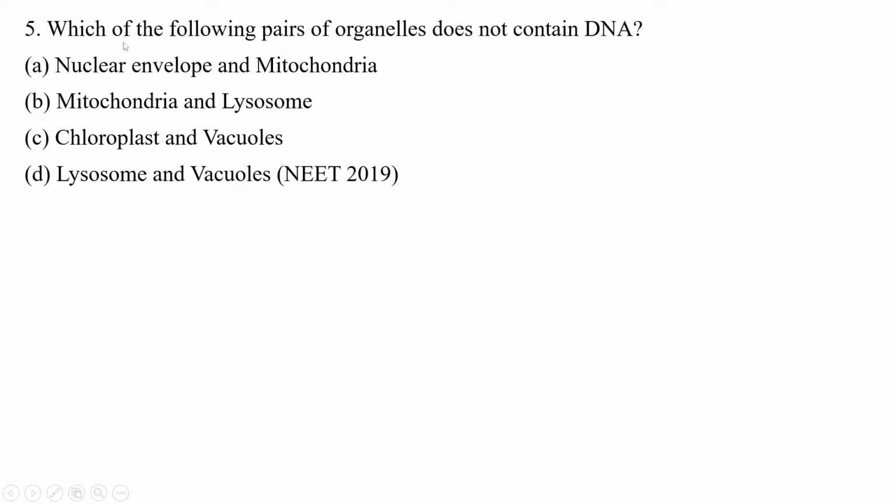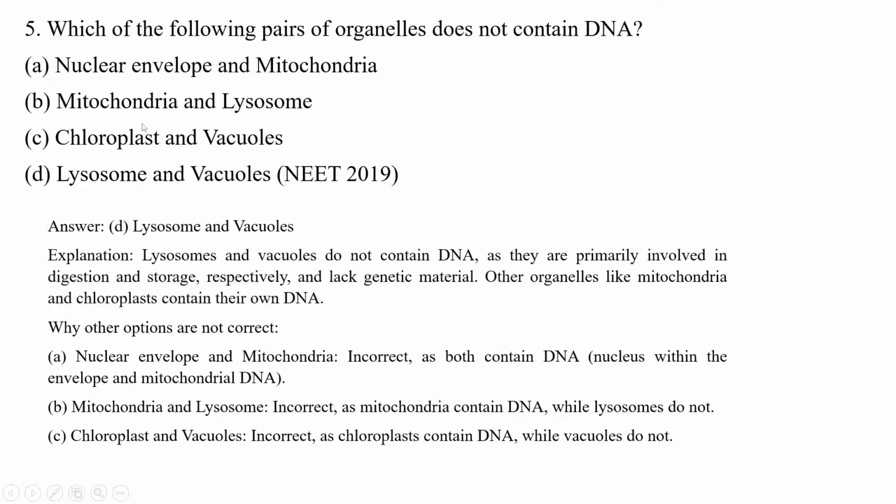Which one of the following pairs of organelles does not contain DNA? Here 4 options are given. You have to choose the correct answer for this question. First option, nuclear envelope and mitochondria. Option B, mitochondria and lysosomes. Option C, chloroplast and vacuoles. And option D, lysosome and vacuole. The correct answer for this question is lysosome and vacuole.